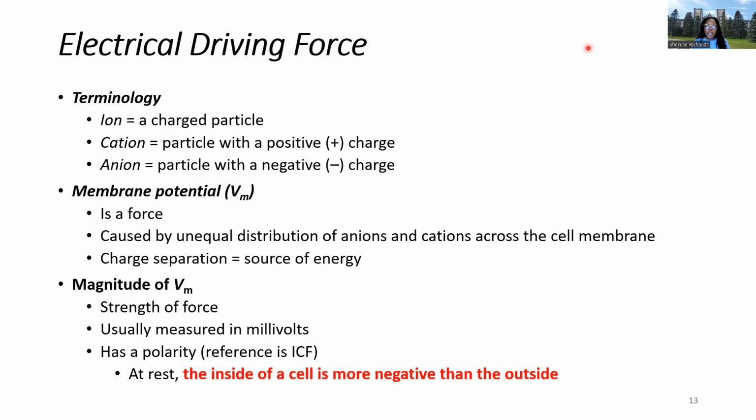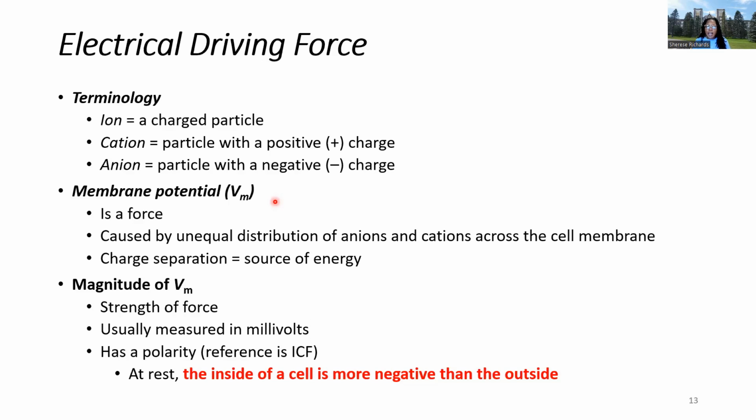So if it's positively charged, this is a cation, like sodium is. If it's negatively charged, like chloride is, it will be considered an anion. We can also describe the membrane potential. The membrane potential is represented by a large V and then a subscript m. And what this is, it's a force. The description of this force is that it is caused by the unequal distribution of our charged particles.